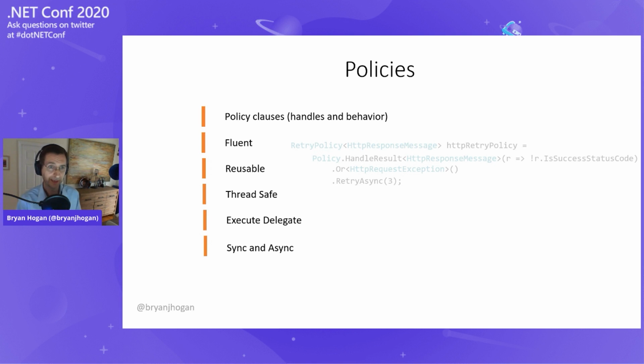Polly supports synchronous and asynchronous requests. And finally, you can wrap policies. So the idea would be you'd have a HTTP request with a retry policy around it, with another one like a circuit breaker around that, and then potentially a fallback around everything.